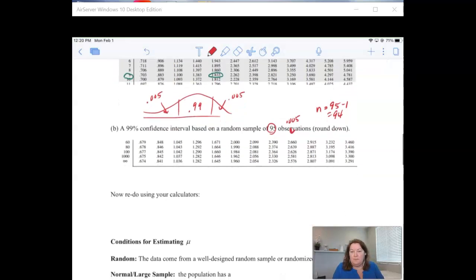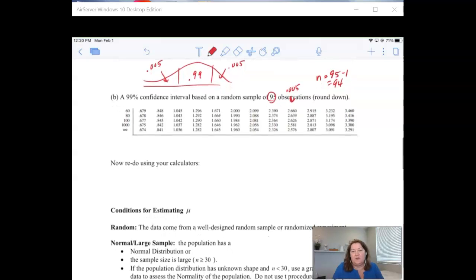So I took a picture of the bottom of the table, so we weren't trying to look at the whole thing. And notice that after a while, they don't give us every single one, right? So I can see that it's between 80 and 100. And we are always going to round down because it's going to give us a bigger t-score, which is going to give us a bigger confidence interval. It's going to spread it out more. So instead of using the 100, we're going to use 80.